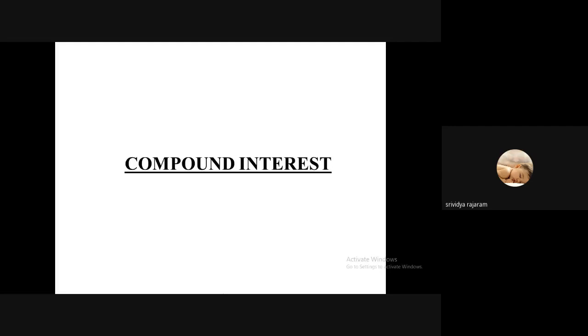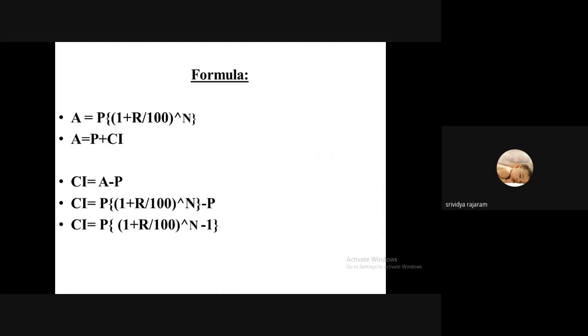If you are remembering the formulas, or if you are well thorough with them, it is very easy for you to solve any problem given in both compound interest or simple interest. You just have to read the question thoroughly and come to a conclusion about what formula can be used for what. So let me now show you the formulas for compound interest.